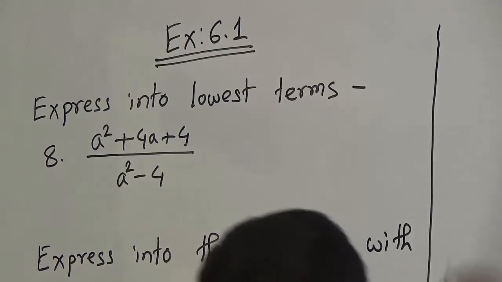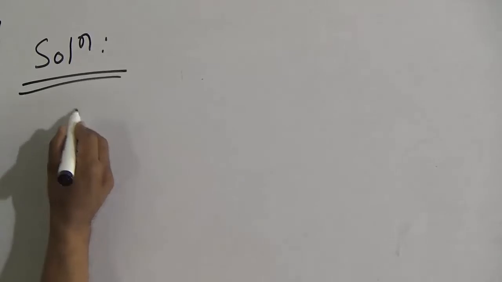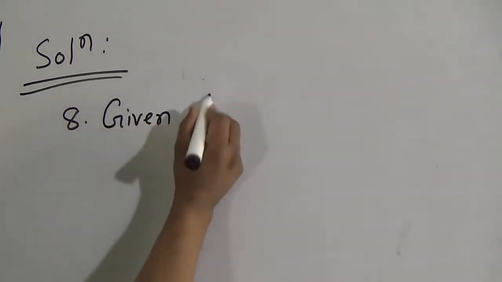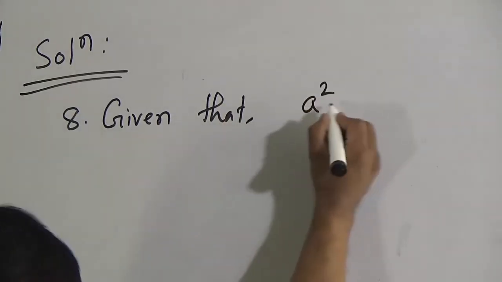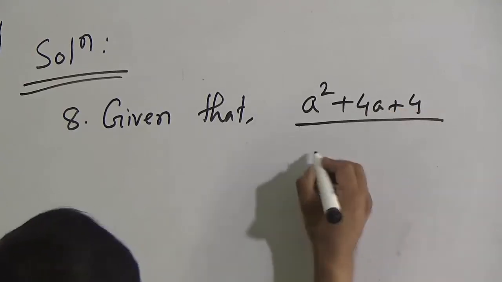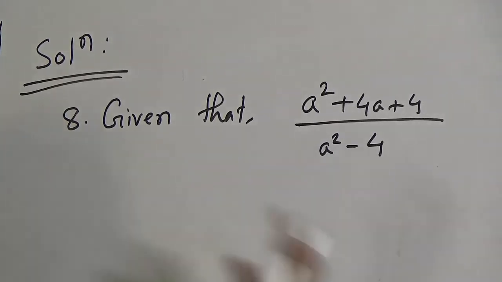To solve question number 8, dear students, we need to factorize the numerator and the denominator. So first of all, write down the given: a square plus 4a plus 4 divided by a square minus 4, or you can write the given expression, or given fraction. Now this is equal to... we need to factorize the numerator and the denominator.